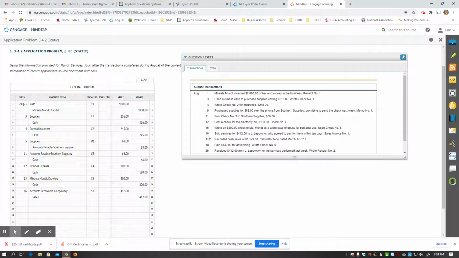So sales. On the 17th, we recorded cash sales. Now this is a little different because it's cash sales for $1,179. Calculator tape dated March 17th, so T17. So here on the 17th, notice it's T17 because that's today's date. So we actually received cash, correct? And then we're going to put T17, and it was for $1,179. And then we are going to go to sales and do the same amount.